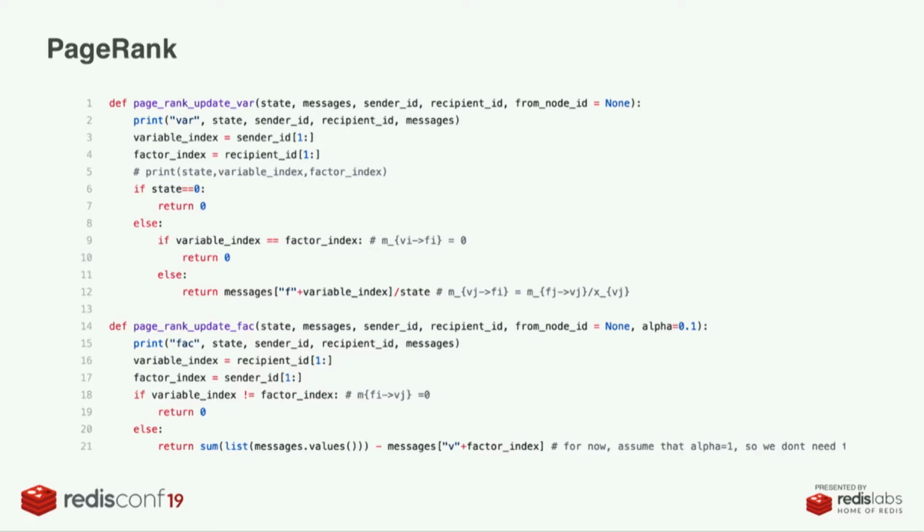So this is my PageRank code. Again, this is all I had to write, and I have a completely distributed implementation of PageRank that runs in parallel. Because we're running it on top of PubSub, we don't actually have to worry about how the communication happens. As programmers, this is literally all you need to write.